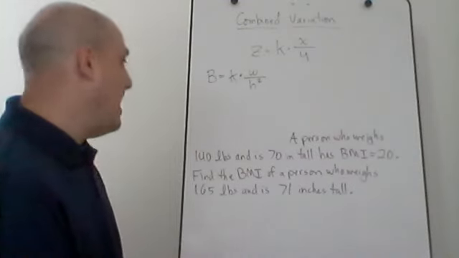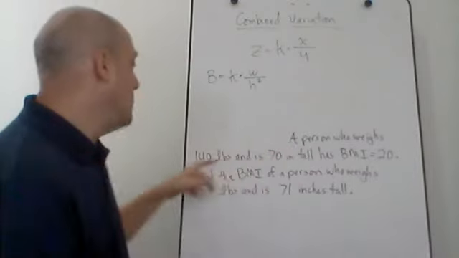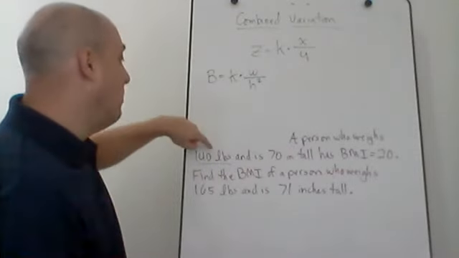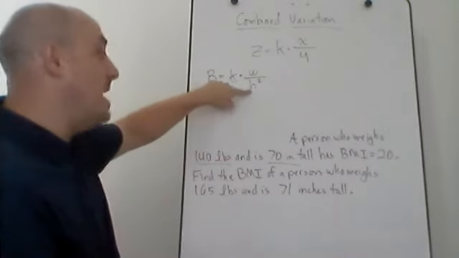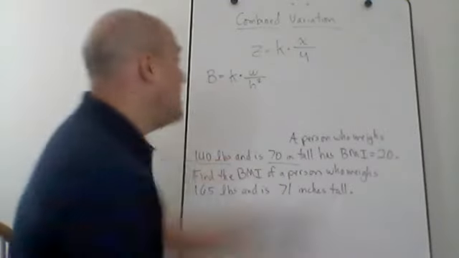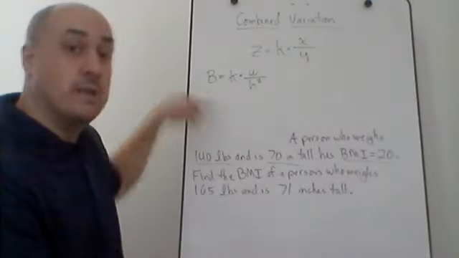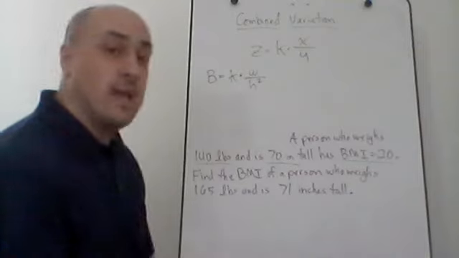So to solve for k, we're going to have to use this next stuff here. A person who weighs 140 pounds, so the person's weight, W, is going to be 140, and is 70 inches tall, so the height, the H, is going to be 70, has the BMI equal to 20. So the capital B over here is going to be 20. So I can plug all those numbers in and then use that to solve for K.